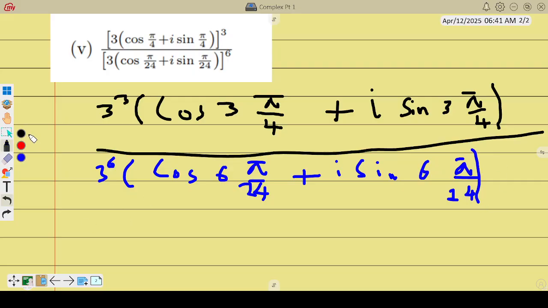We could have gotten a very confusing answer, maybe. So here, let's see what we can simplify. What is 3 power 3? We know it is 27.